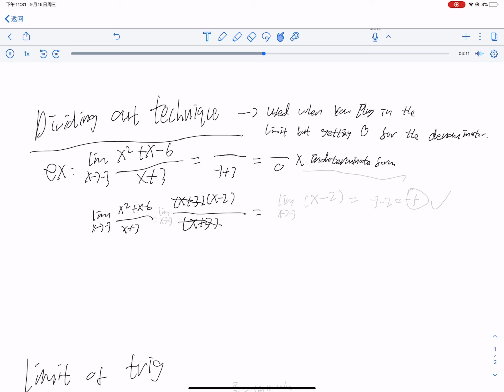So now when you plug in the limit again, with x approaching negative 3, it's gonna be just x minus 2, which is negative 3 minus 2, which is just negative 5. So instead of something over 0, you're going to get a negative 5 in this case. And this is the answer you want. And I think you actually need to have the limit sign here to be more accurate. That was my bad.